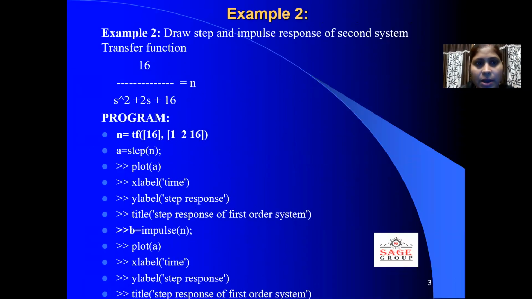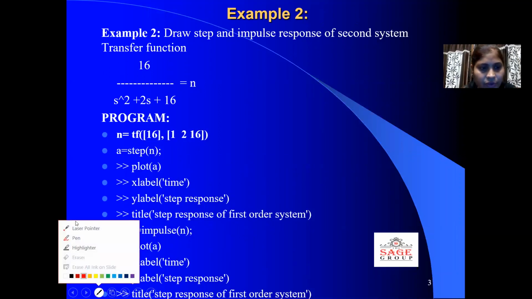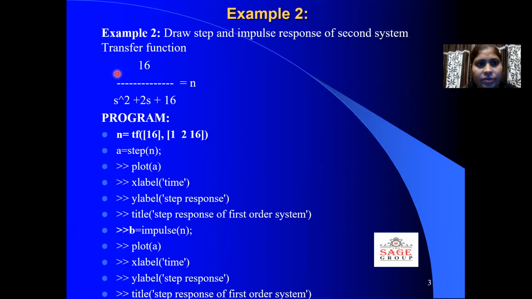Now I'm taking one example. Draw step and impulse response of second order system transfer function. So one transfer function is considered here, n equal to 16 upon s square plus 2s plus 16. So for this transfer function and for this second order system, the program is written to plot step and impulse response.